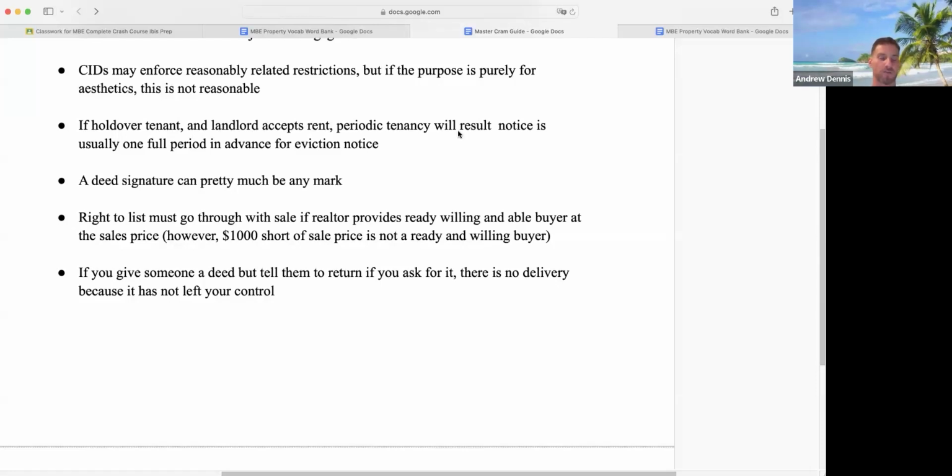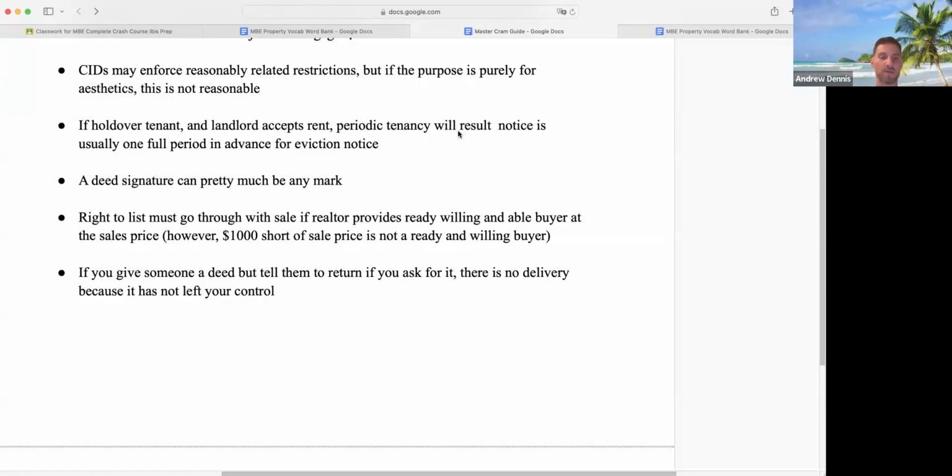A right to list must go through with a sale if the realtor provides a ready, willing, and able buyer at the sales price. However, they like to test this: if the sales price was $500,000 and they come up with a buyer for $499,000, that will not be a ready and willing buyer. Right to list versus right to sell. Right to sell means that if anyone buys it, you're going to get commission as a realtor. Right to list means that other people could list it, but if your listing sells, then you'll get the commission.